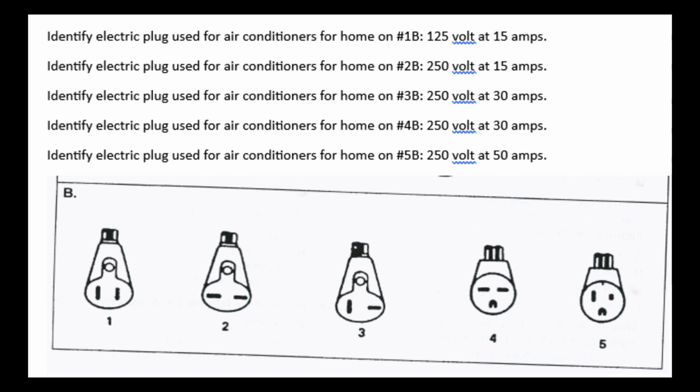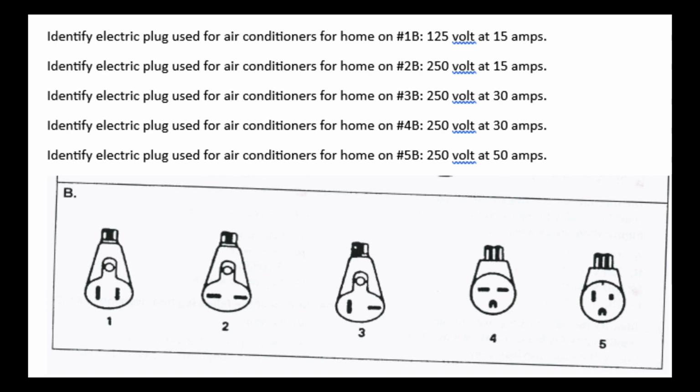Identify the electric plug used for air conditioners for home on number 2, diagram B. 250 volt at 15 amps. Electric plug for air conditioners, 2 diagram B. 250 volt at 15 amps.